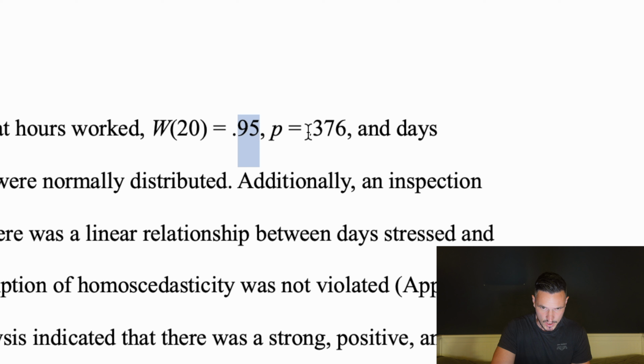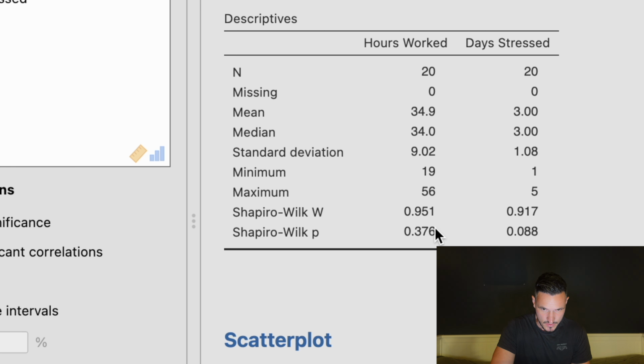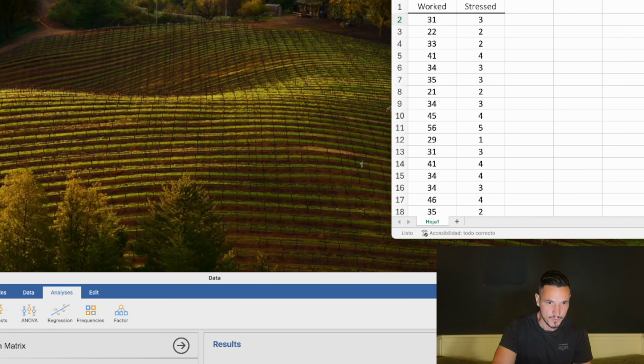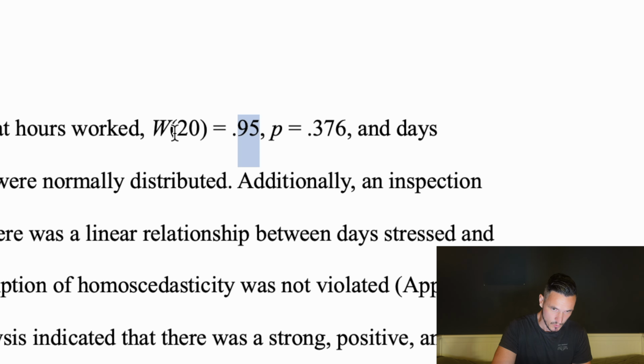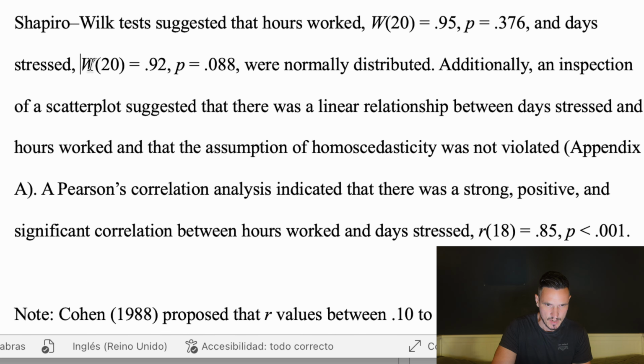And then I've said p equals 0.376. That's just coming from this row below. So we have this p-value here of 0.376. And finally, we've got this N value here of 20. So that's essentially just the number of participants in the case of this example. And that's what we have in brackets here. And then we just have the same thing here for the days stressed variable.